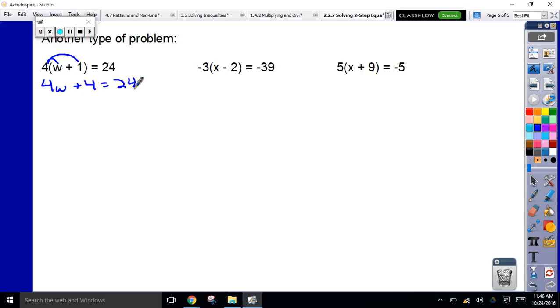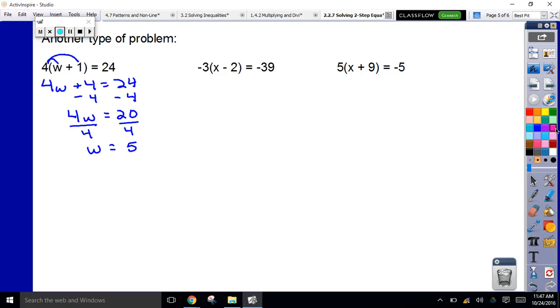Now I have a 2-step equation. Subtracting 4 from both sides gives me 4w equals 20. Dividing both sides by 4 gives me w equals 5. Now that took me 3 steps to solve that equation. Now I'm going to show you how you can do it in only 2 steps.